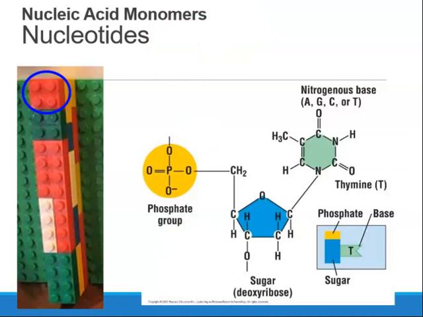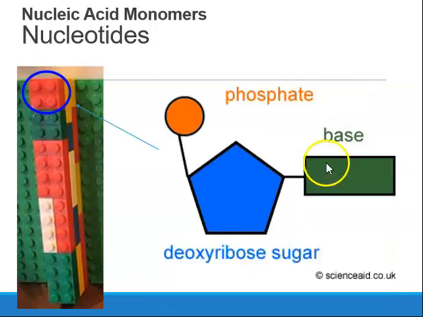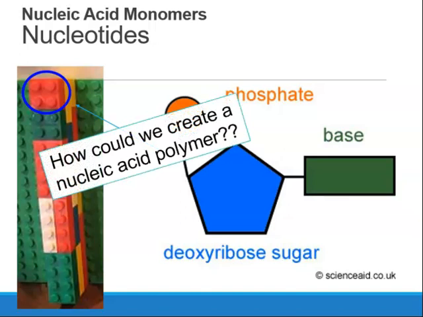All right. So again, we see our nitrogenous base, deoxyribose sugar, our 5-carbon sugar, and our phosphate. So how could we create a nucleic acid polymer? What bonds are we going to need?